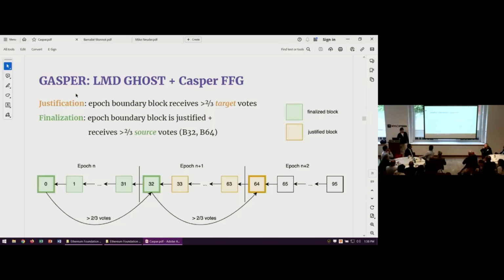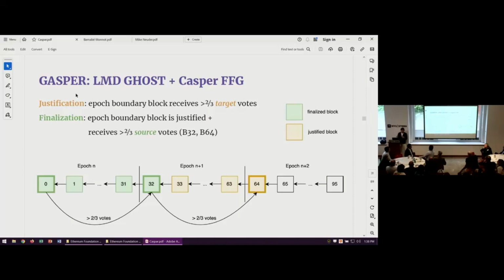This is here in epoch n+2, block 64. Basically, throughout that epoch, all the validators are going to vote for the head of the chain, as well as give a target vote. And the target vote, in the happy case, they're going to vote for block 64. It's basically them saying, I want block 64 to be justified.